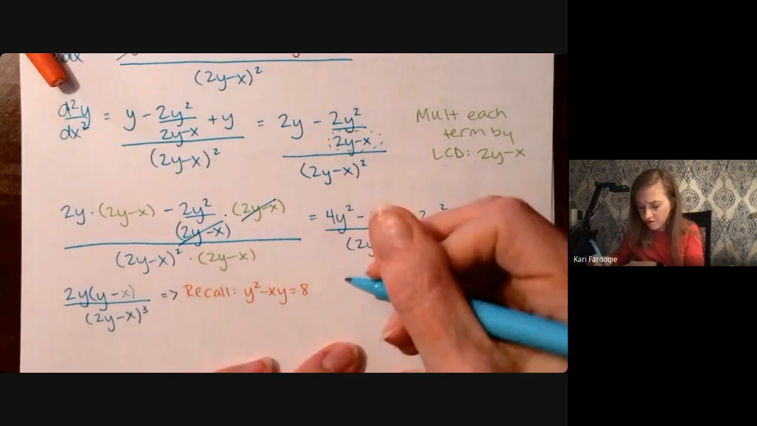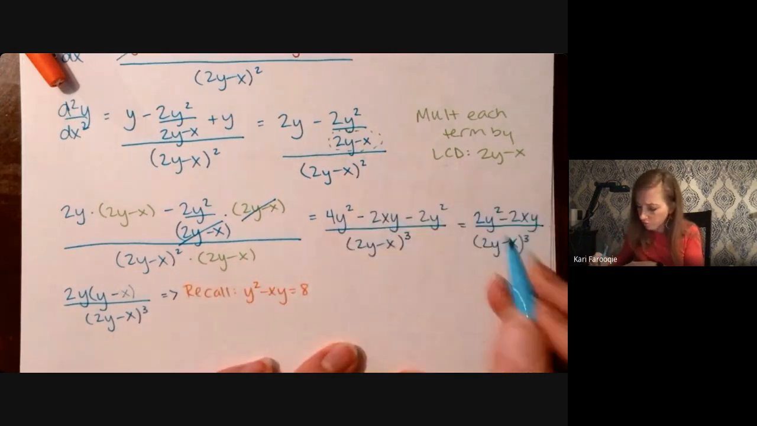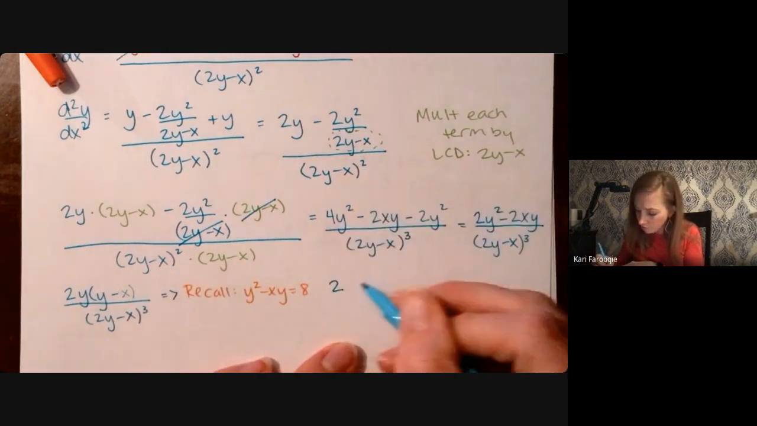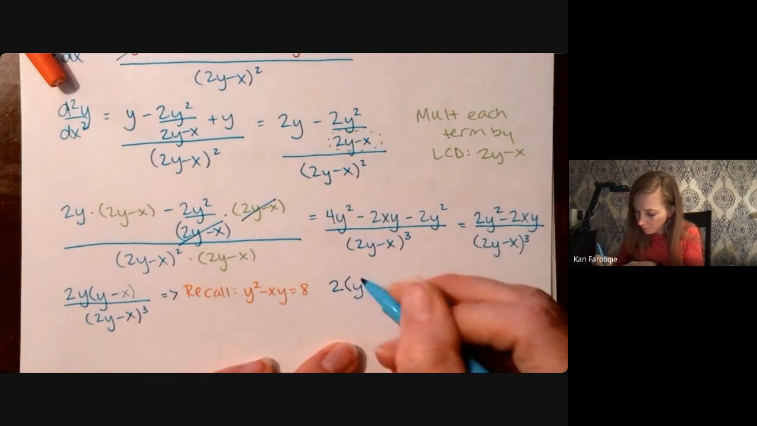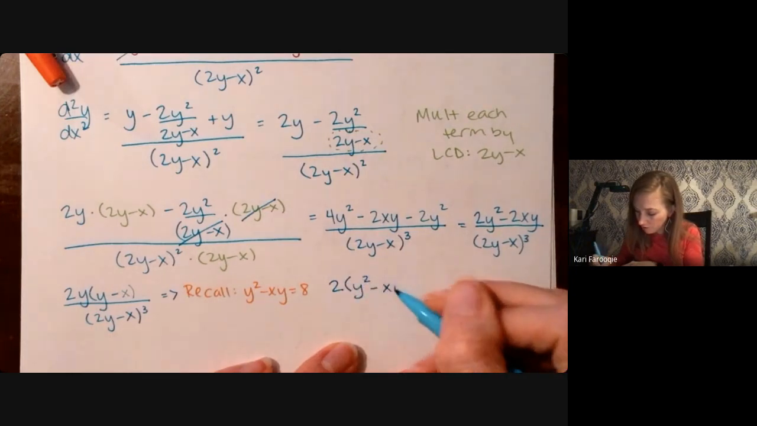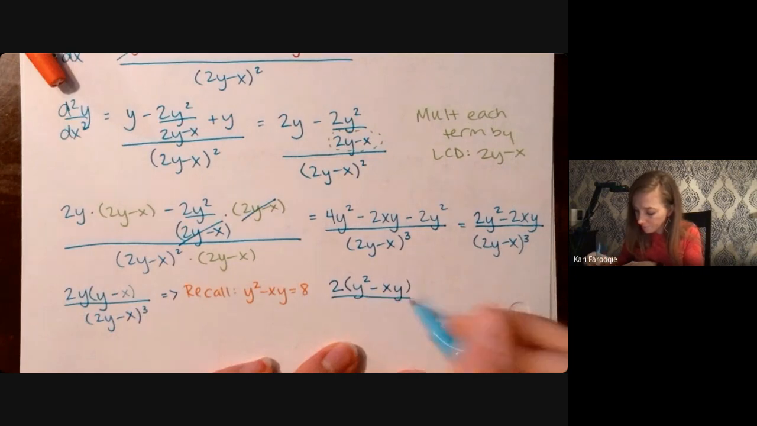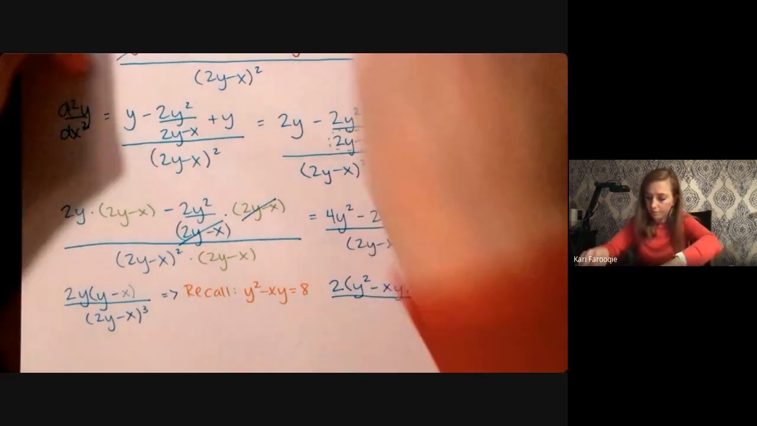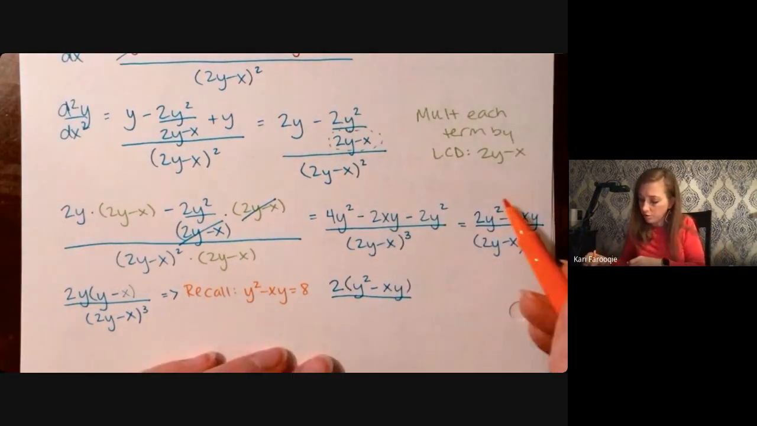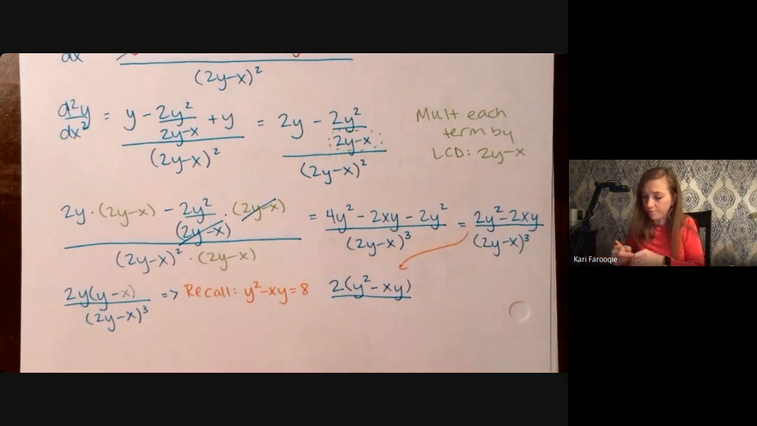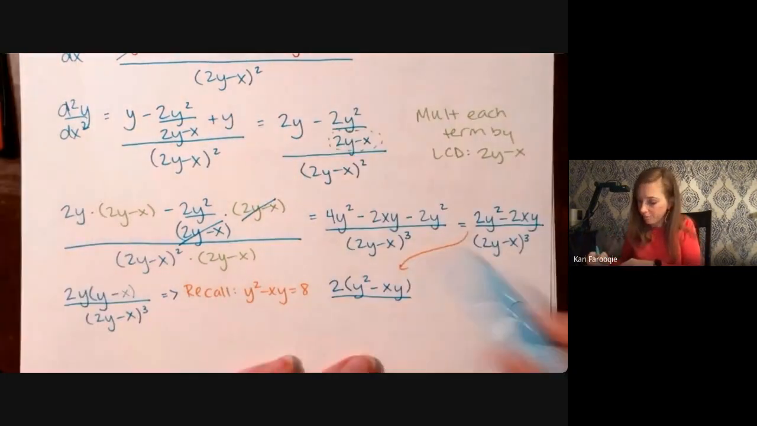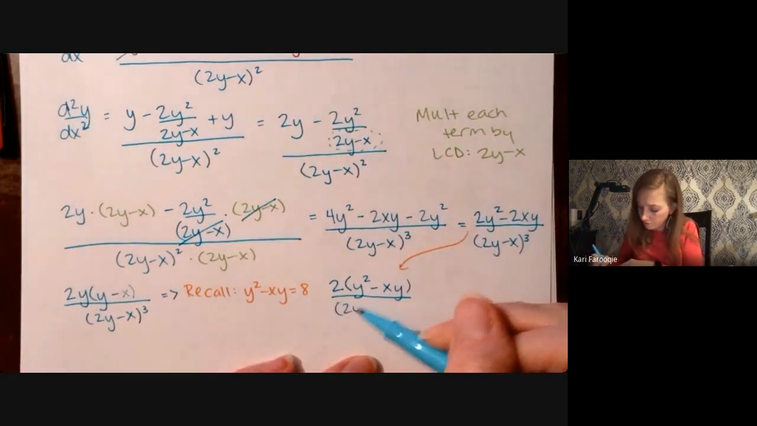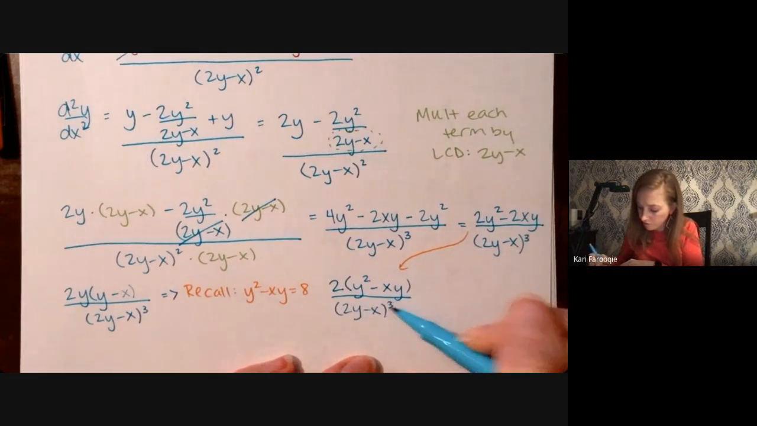I know I already did this and I already mangled it once, so I'm just going to rewrite it. Take out a 2, leave yourself a y squared minus xy. And that is coming from here. And then divided by 2y minus x quantity cubed.